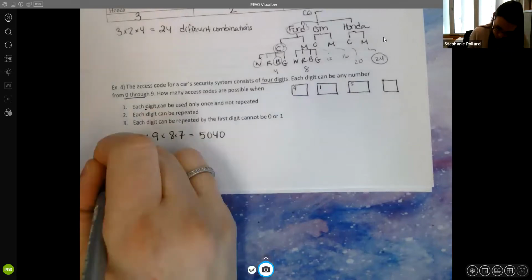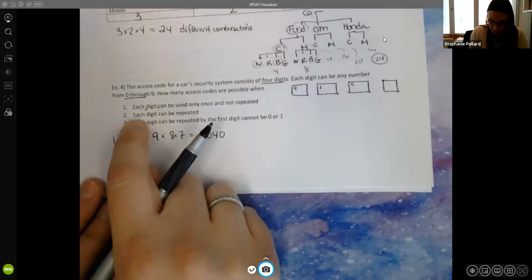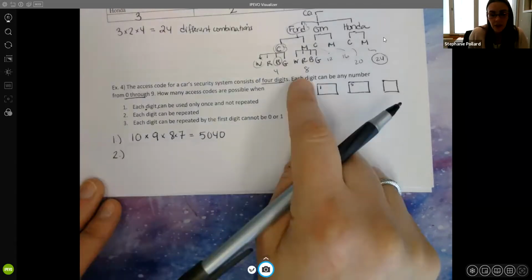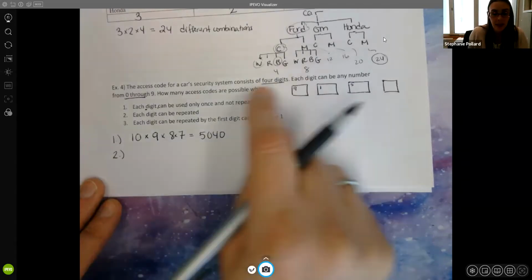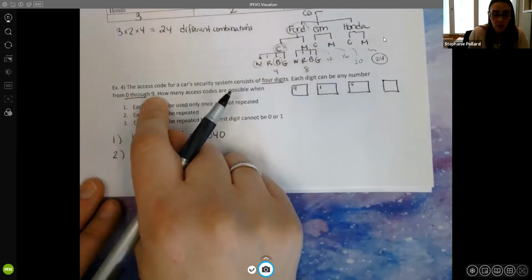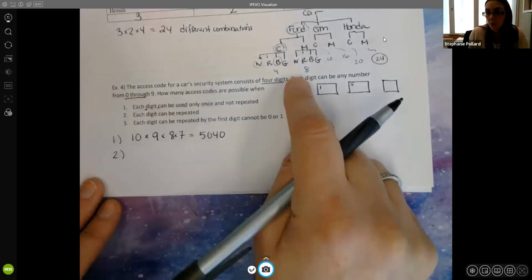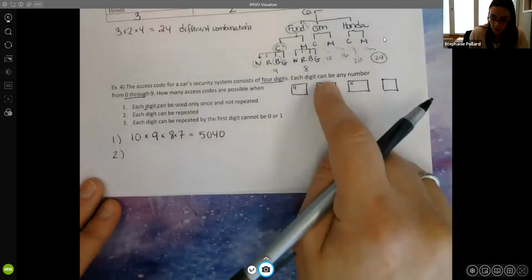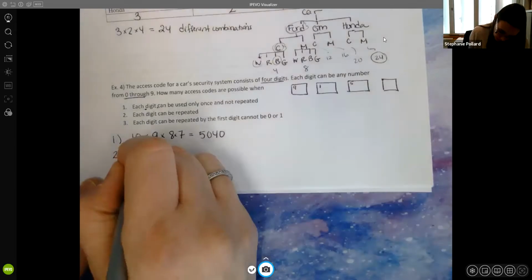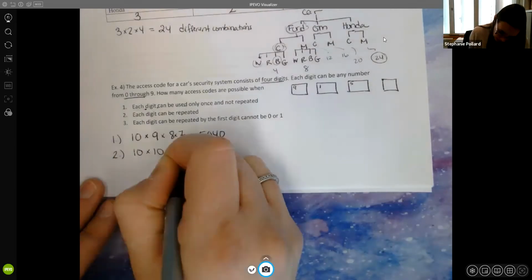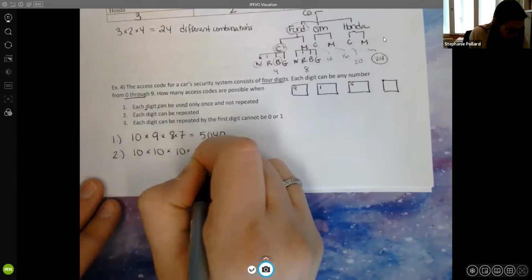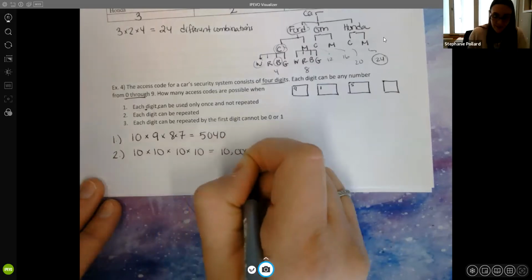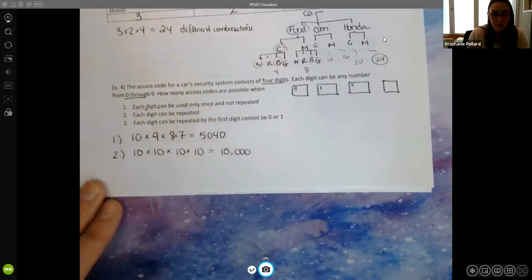Let's try another one. Here, each digit can be repeated. So if each digit can be repeated and you have 10 choices per digit, right, because we're including 0, then each box has 10 choices, right? You can choose 9999 if I wanted to. So I have 10 choices for the first box, 10 for the second, 10 for the third, and 10 for the fourth. So I actually have 10,000 possible combinations here.